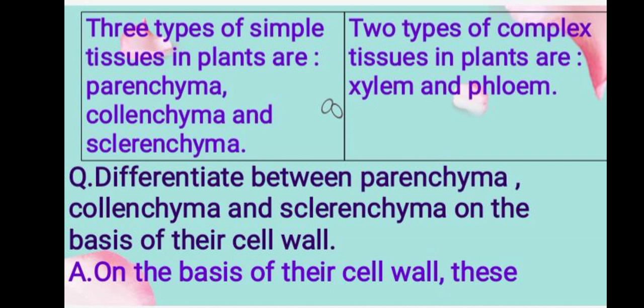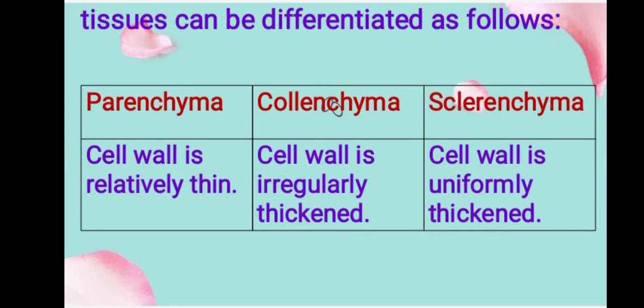Next question is to differentiate between parenchyma, collenchyma and sclerenchyma on the basis of their cell wall. So again children, we are going to write on the basis of the cell wall. These tissues can be differentiated as follows. We have answer in tabular form again.